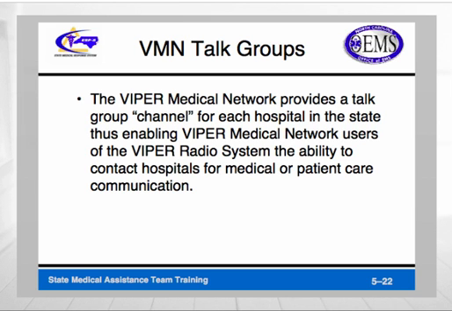The Viper Medical Network provides a talk group channel for each hospital in the state, thus enabling Viper Medical Network users of the Viper radio system the ability to contact hospitals for medical or patient care communications. Within the North Carolina SMRS function, there are presently 8 channels designated for rescue, EMS, and SMAT, and these are located in the VML zone of the Viper Medical template.